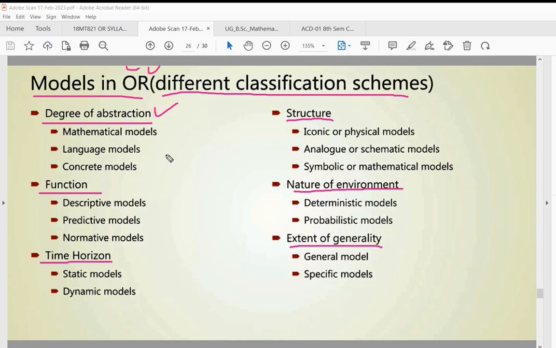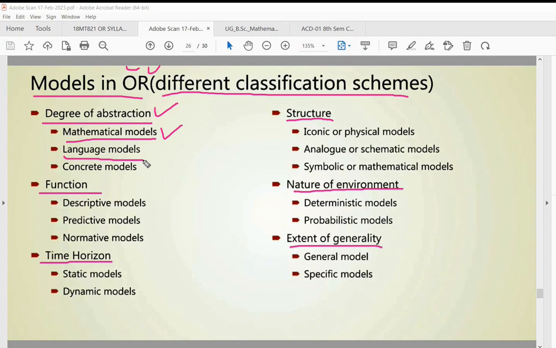Once you have defined a problem, we should know what parameters we are going to consider and how we are going to represent those parameters, by the use of a mathematical equation, a mathematical expression, or any algorithm to be built in order to get the appropriate output. That type of model is called a mathematical model. Then the second one is language models.